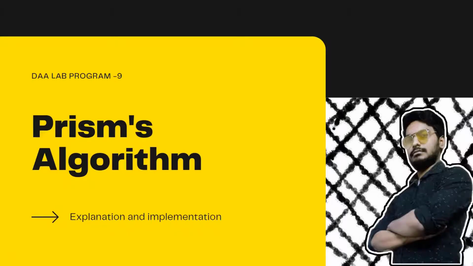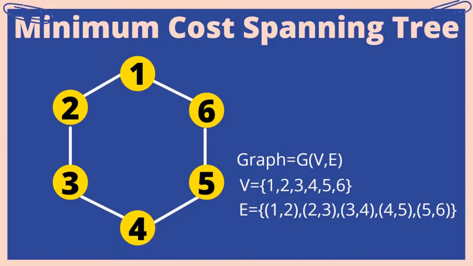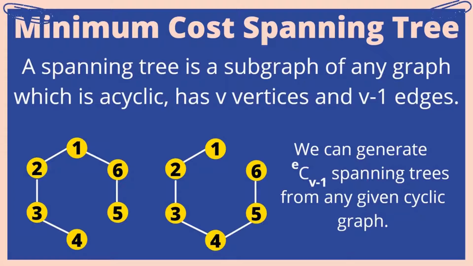So the topic is Prim's algorithm. So this is a graph with V vertices and E edges. So what is a spanning tree? A spanning tree is a subgraph of any graph which is acyclic, has V vertices and V minus 1 edges.